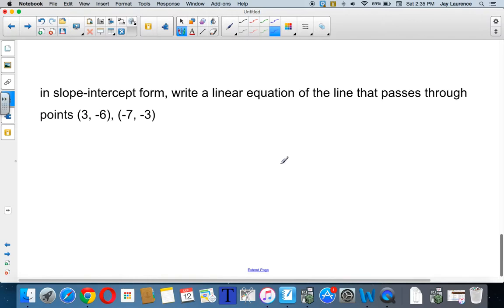Same thing, right? In slope-intercept form, write a linear equation of the line that passes through those 2 points. Okay, so I'm going to have you pause the video and try it. My solution will come up in a minute.